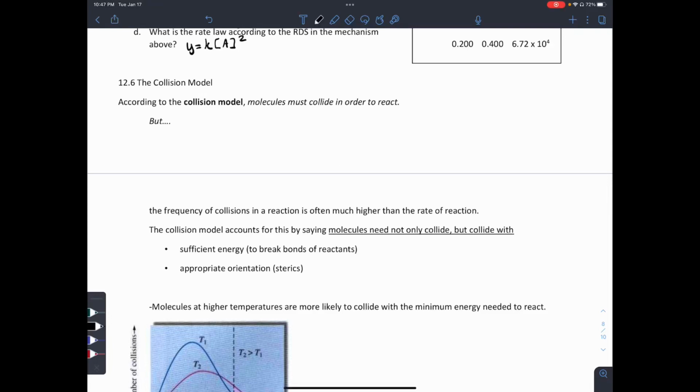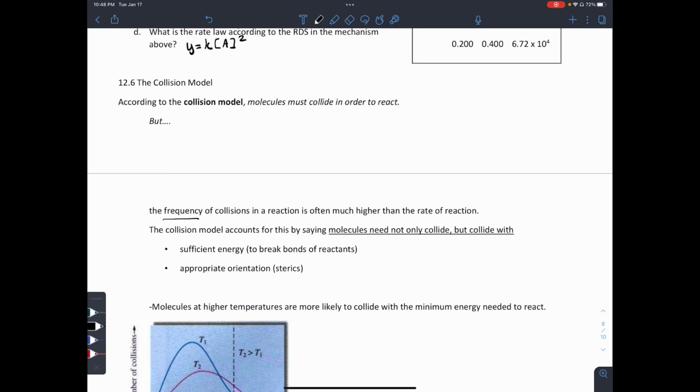Let's take a look at the last section in our notes for chapter 12. It starts with the collision model. According to the collision model, molecules must collide in order to react. But the frequency of collisions in a reaction is often much higher than the rate of the reaction. So collisions aren't always successful. Just because molecules are colliding does not necessarily mean they are reacting.